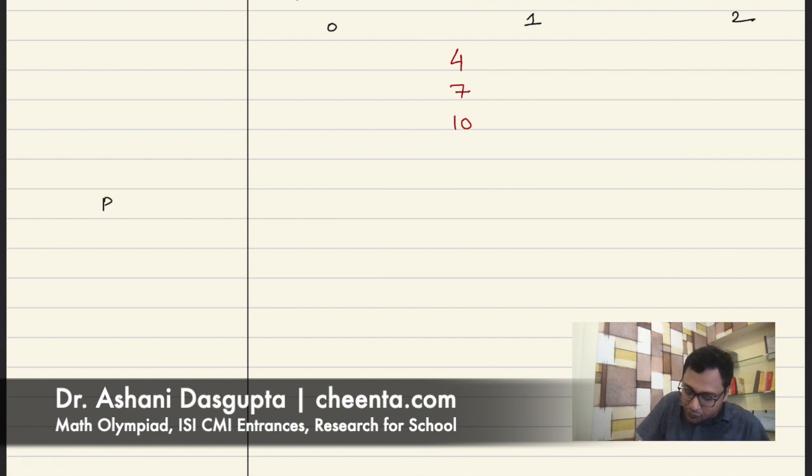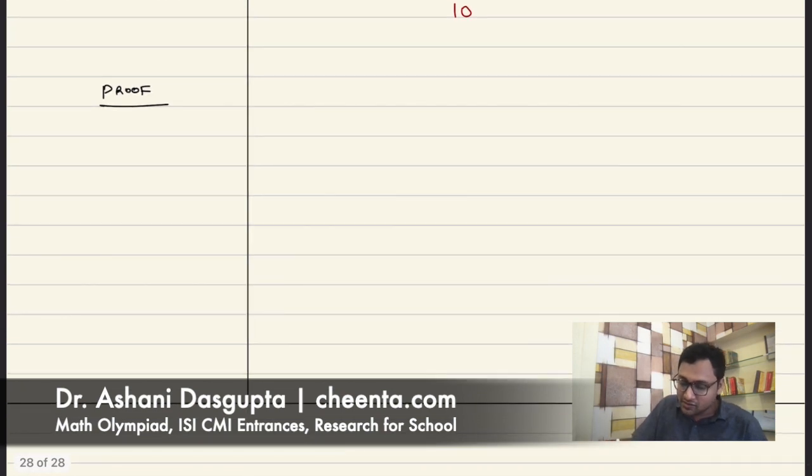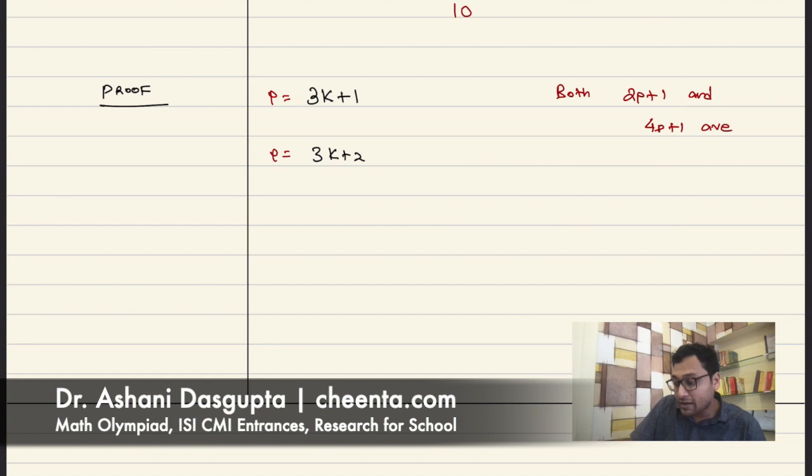So here is a proof. I'll do a part of it. You can do the rest and put the comment in the description. So we have prime numbers of the form 3k plus 1, 3k plus 2. We want to show that both 2p plus 1 and 4p plus 1 are not prime numbers.